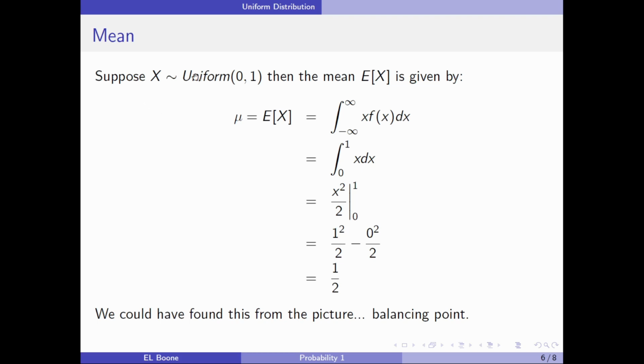Okay, so suppose X is uniform(0, 1), then the mean is given by this. We can work through it. Mu equals the expected value of X, the integral from negative infinity to infinity of x f(x) dx. This was from the last video. Plug in f(x) equal to 1, integrate this, and we end up with a half. But this looks like an awful lot of work when we could have just looked at the picture. It's the balancing point, and if it's uniform, it should balance at a half.